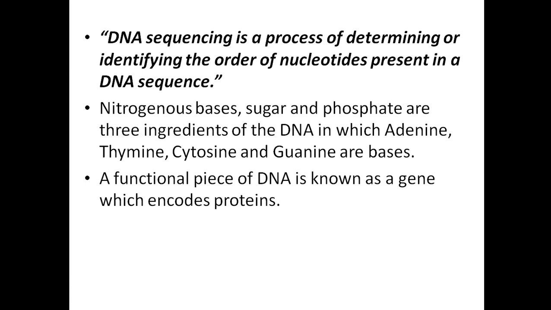So when you consider the nucleotide, it consists of three major components: the nitrogenous bases, there are 4 bases, and the sugar and the phosphate are the 3 ingredients of the DNA, in which adenine, thymine, cytosine, and guanine are the bases. And again, the functional piece of DNA is known as a gene, which encodes for a protein. When we call a gene, that will code for a protein. So that we already know.